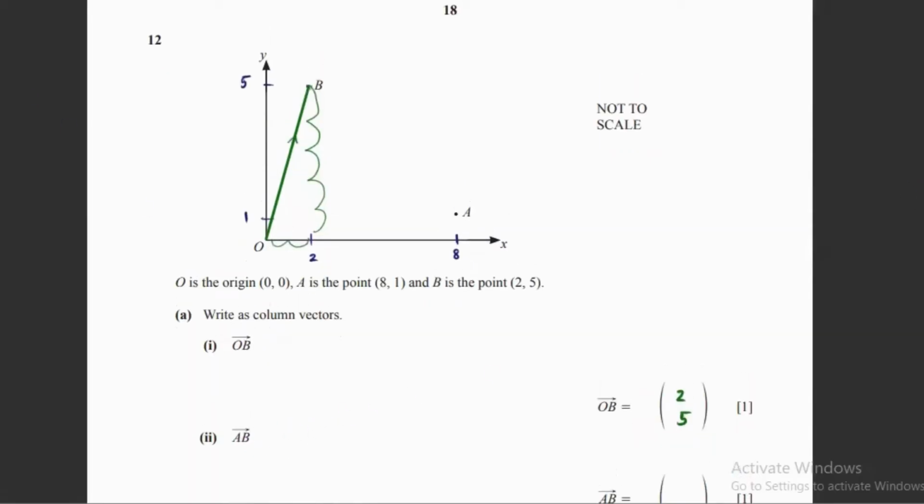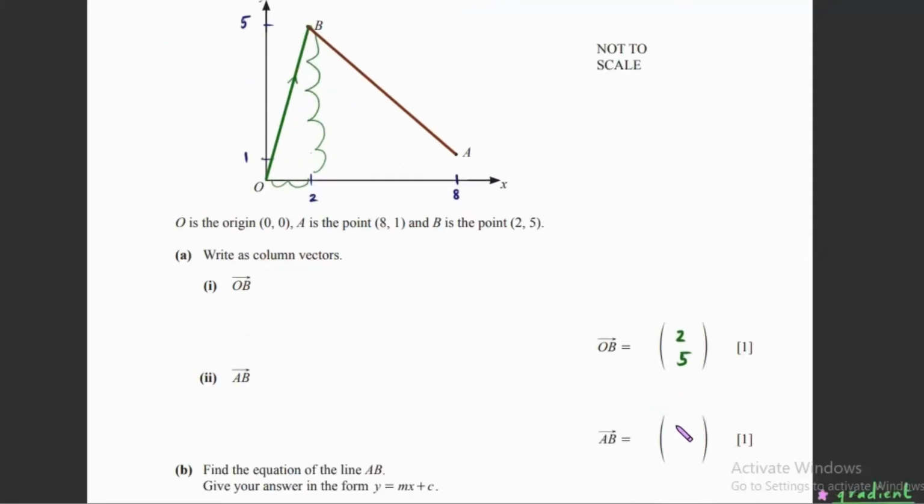Then I need to find what A to B is. So A to B is from this point to this point. Here I need to move from 8 to 2, that's going to be 6 units, 1, 2, 3, 4, 5, 6 units. And then I need to move from this point 1 up to point 5. So that's going to be 1, 2, 3, 4 units. So that's going to be 6 and 4. I can write it as 6 to the left, so that's going to be -6, and 4 up, so that's going to be +4.